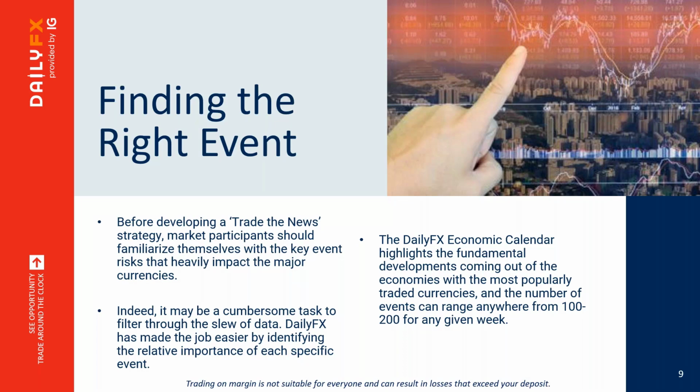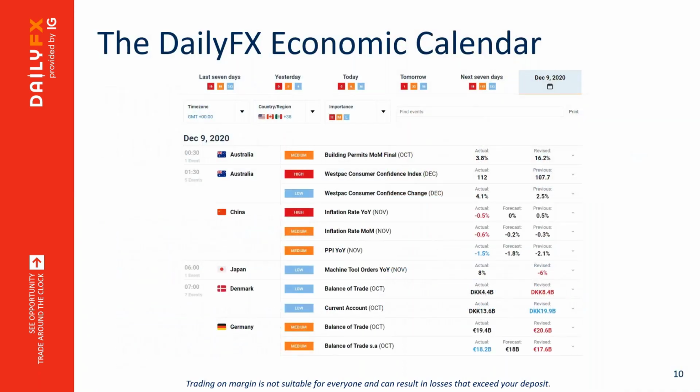And we do this through the DailyFX Economic Calendar. This highlights fundamental developments coming out of the major economies. We're tracking from 100 to 200 events each week or so. And when you head on over to the DailyFX Economic Calendar, you're going to find a setup that looks like this. You're going to find an area to change what time zone for which you want to find the data, country region for coverage. We cover 41 different countries / regions, and high, medium, and low importance.